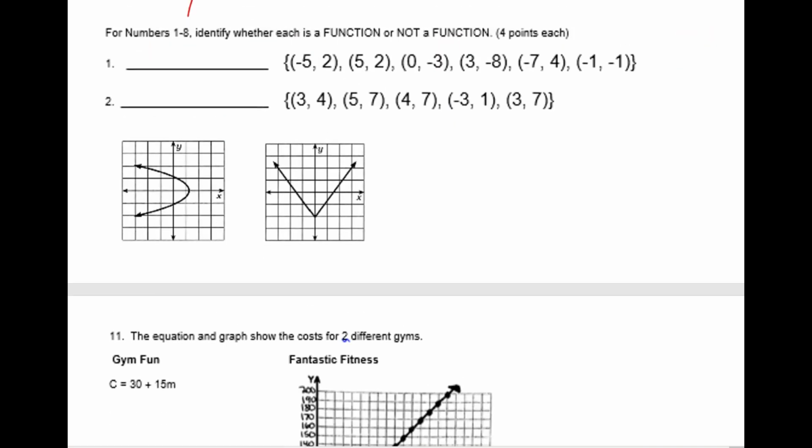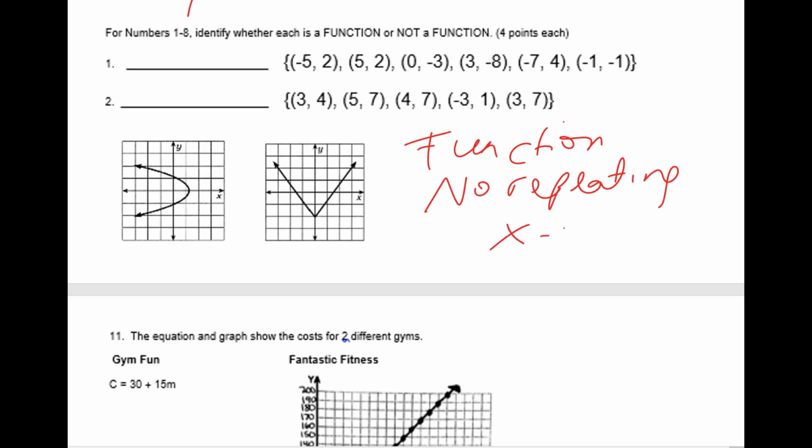All right, for numbers 1 through 8, identify whether it is a function or not a function. I'm writing: a function has no repeating x values. These are the notes. Functions have no repeating x values. So when I look at these x values, -5, 5, 0, 3, -7, -1, none of the x values are repeating. Yes, this is a function. 3, 5, 4, -3, 3. Well, these x values are repeating. No, it's not a function.